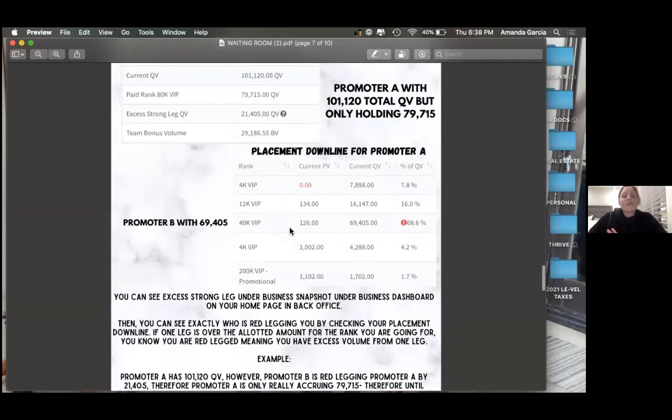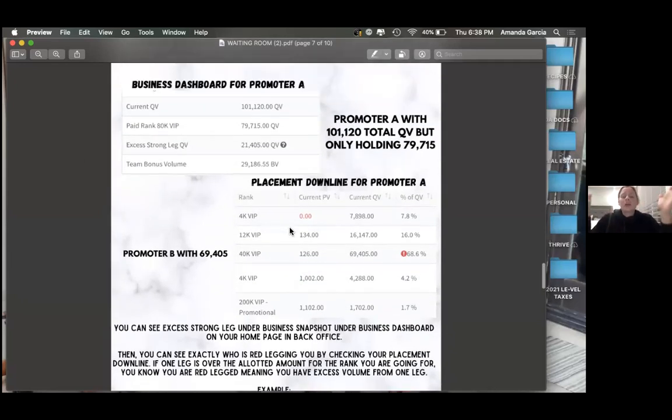yeah. So the big thing on this is, if you want to know if you're red legged, I always look every day at my placement downline, my sponsorship downline, my business dashboard. You want to make sure that you look at these all the time. And I'm constantly looking at who's active with their PV, where they're at. I like to gauge these numbers.